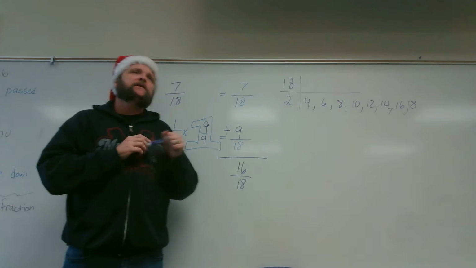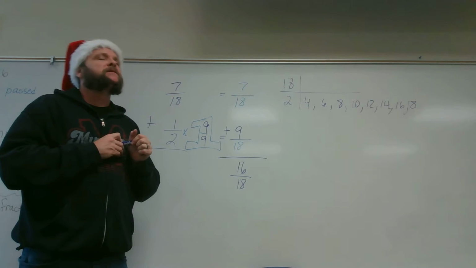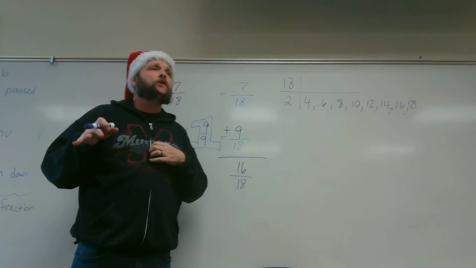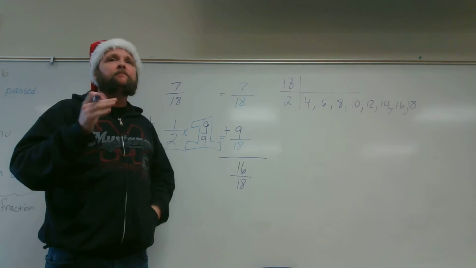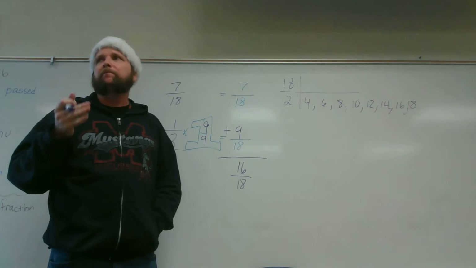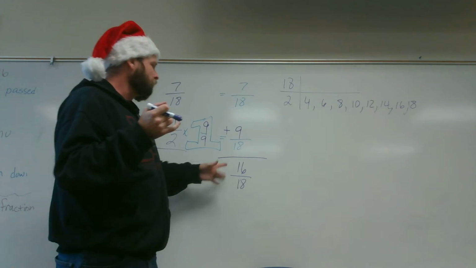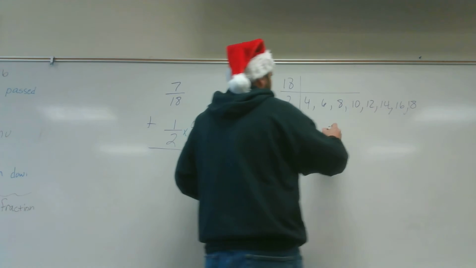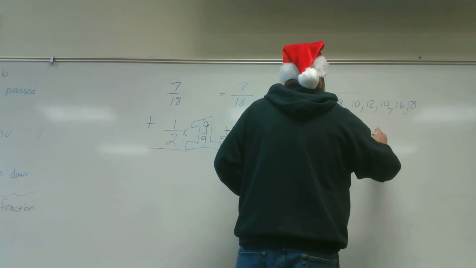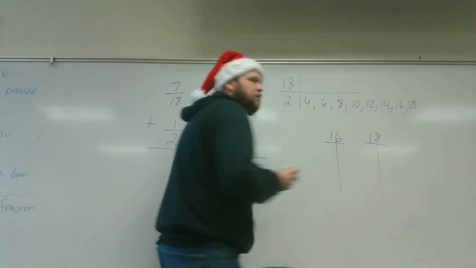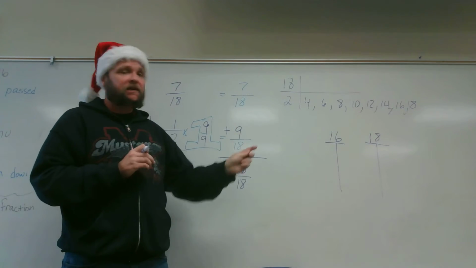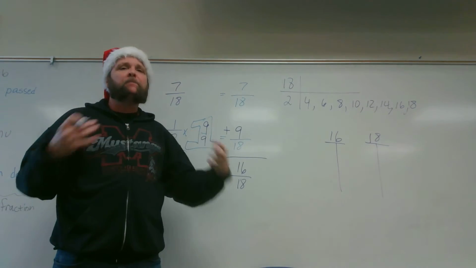Is that your final answer, Addison? Excellent. Addison knows it can be simplified. And this is good information for you, because on the back side of the last page, you have to simplify fractions. To simplify fractions, I need to find all the factors of 16 and 18 and find the biggest one they have in common.